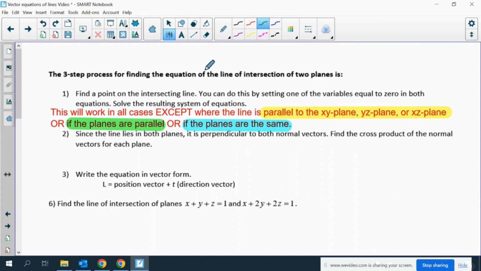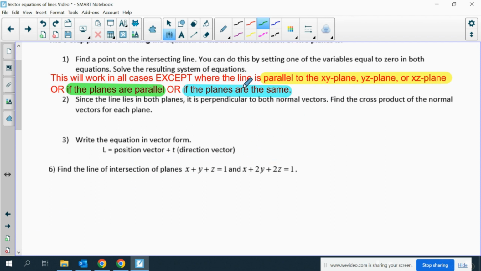So here's a 3-step process for finding it. Number 1, find a point on the intersecting line. We set one of the variables equal to 0 in both equations and solve the resulting system. This works in pretty much all cases. There's a separate video that talks about the cases where it doesn't work, and that's worth looking at for sure. But in the interest of time, so that this video isn't super long, I don't go over those problems here. Number 2, since the line that we got in step 1 lies in both planes, it's perpendicular to both normal vectors. So find the cross product of the normal vectors for each plane, and then you write the equation.